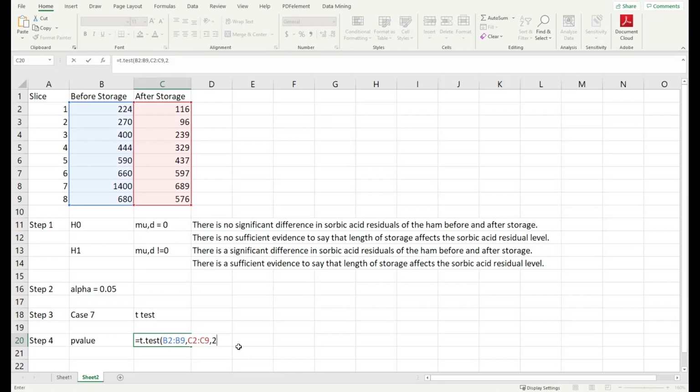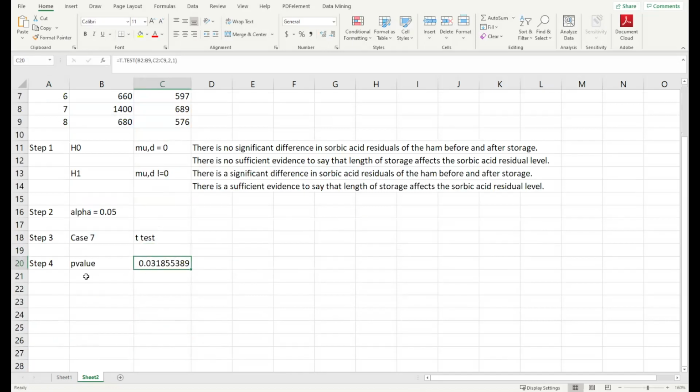Okay, so ito, madali lang. This is two-tailed, tapos paired siya, so we choose 1, and we do this one. So, automatic p-value siya. Sorry. Ito pala step 3 pa pala to. Ang step 4 natin is you make the conclusions.